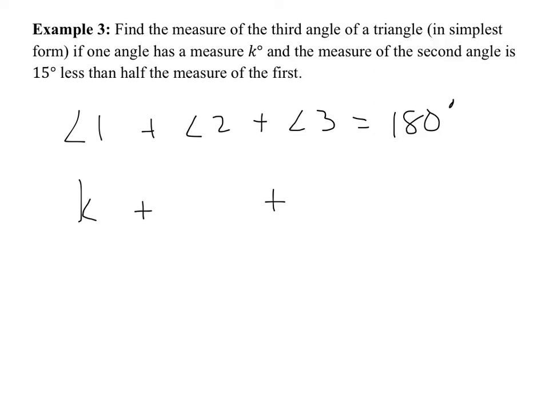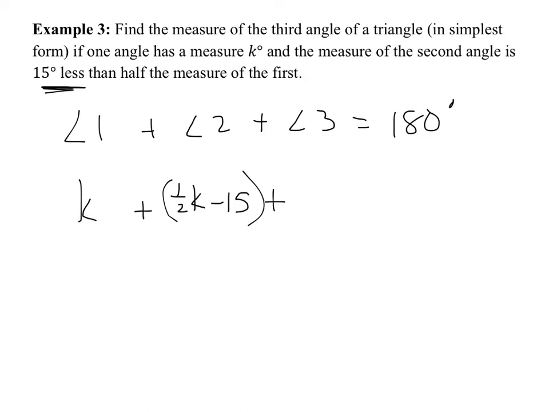K over 2 minus 15, because we're looking at the measure of the second angle is 15 less than, so it's going to be something with a minus 15 right there. Okay, the second angle is going to be in these parentheses. 15 less than means put a minus 15. Half the first one means 1 half K.